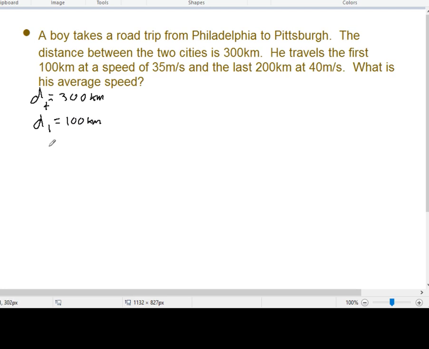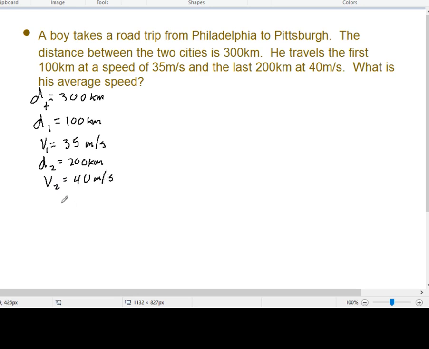Then it says the speed was 35 meters per second, or the velocity. It's a velocity because we know what direction it is. 35 meters per second, and that's v1. Let's see, d2 was 200 kilometers, and v2 is 40 meters per second.